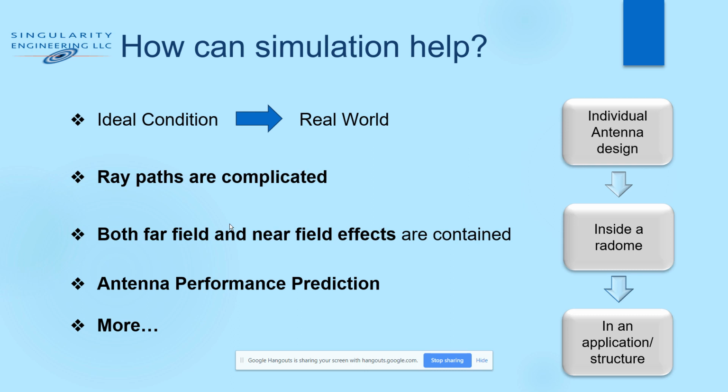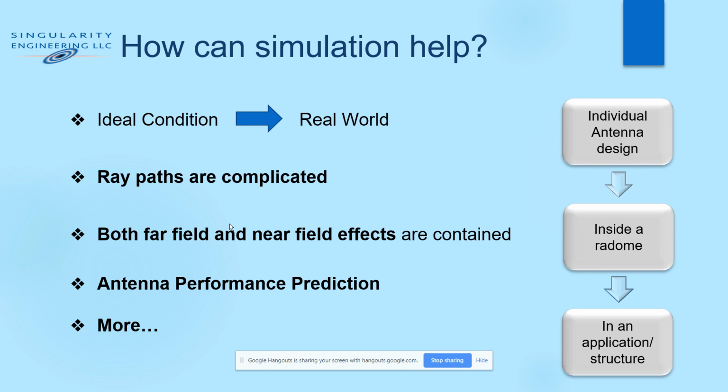So how can simulation help? As many people know, an antenna is typically designed in ideal conditions, and once we put this designed antenna into the real world, there will be some malfunctioning, and the result you get in the real world is not as expected when you designed in ideal conditions. And we also know ray paths are complicated, and it's very hard to see how the rays go back and forth.